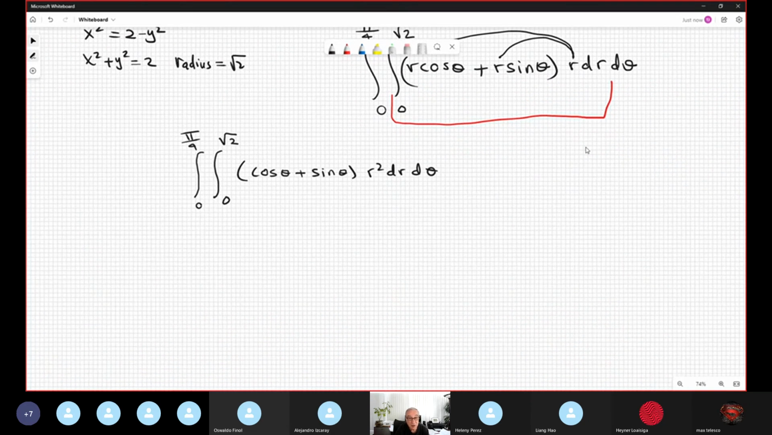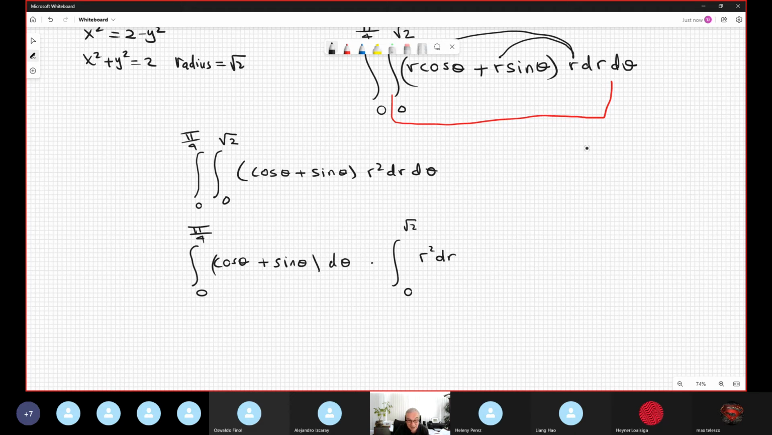Okay. Now it is separable. So we have one integral dedicated only for theta, which is cosine theta plus sine theta d theta, multiplied by another integral which is only r dr. Wow, fantastic, I like that. So now I separate that part. That part is a piece of cake.